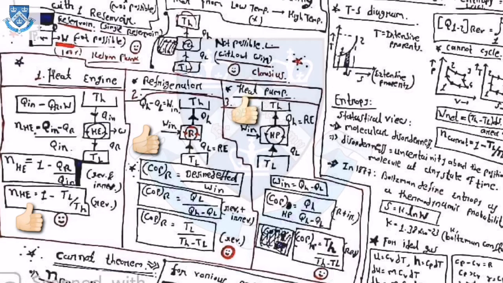Then the heat pump, where the desired effect is the high temperature, so W in is equal to QH minus QL. COP of heat pump is equal to QH upon QH minus QL, and COP of heat pump is equal to TH upon TH minus TL. So once again, the form in terms of Q is applicable for both systems, and the form in terms of temperature is applicable only for reversible processes.